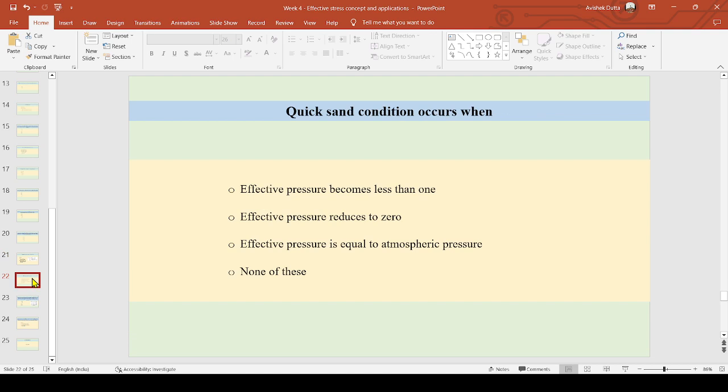Next question, quicksand condition occurs when? The options are: effective pressure becomes less than 1, effective pressure reduces to 0, effective pressure is equal to atmospheric pressure, or none of these.